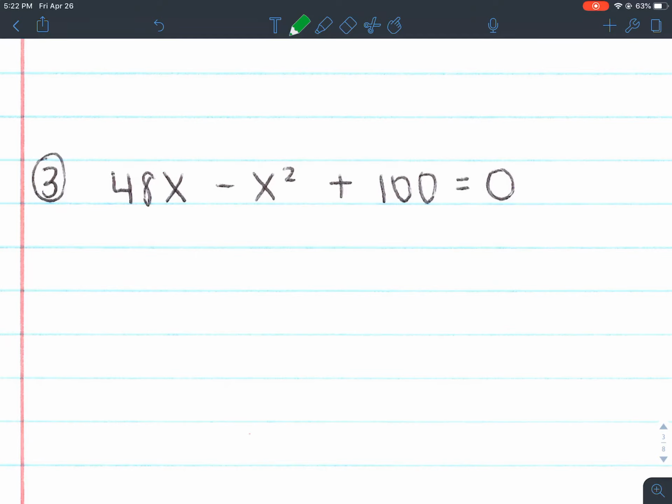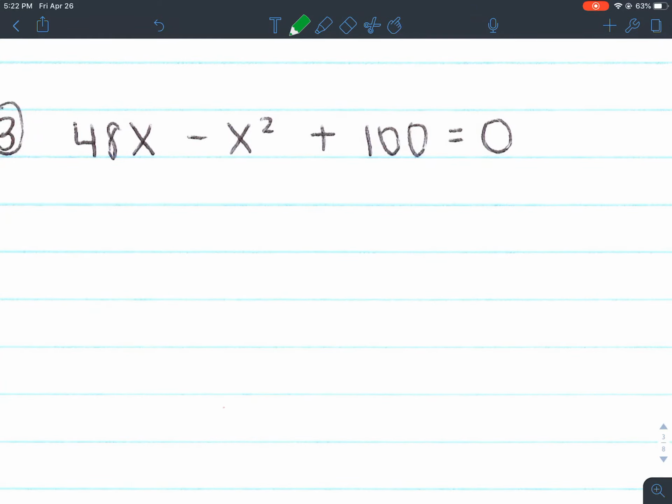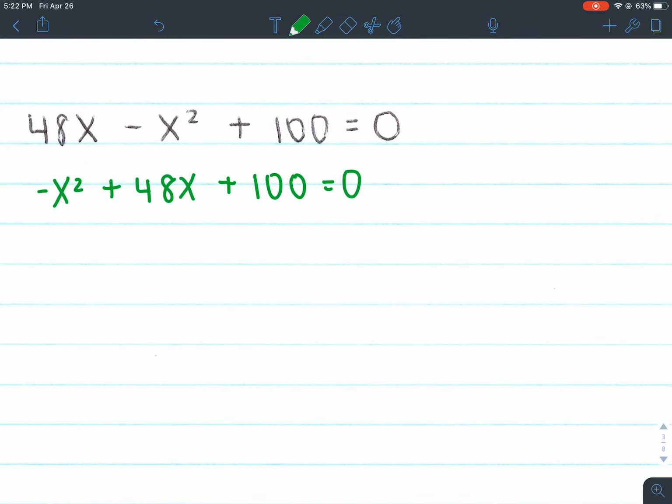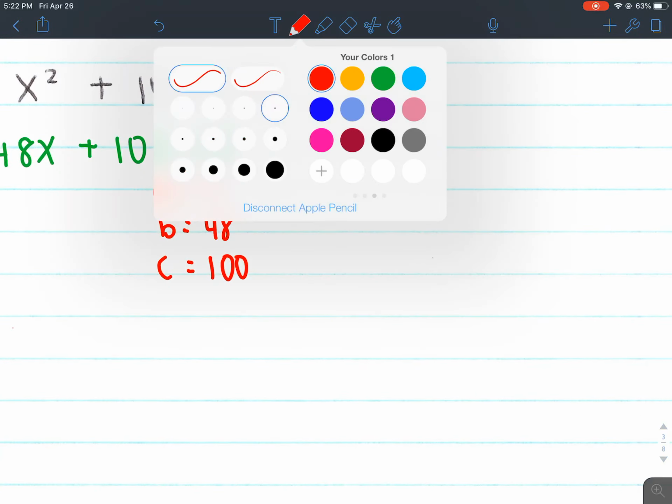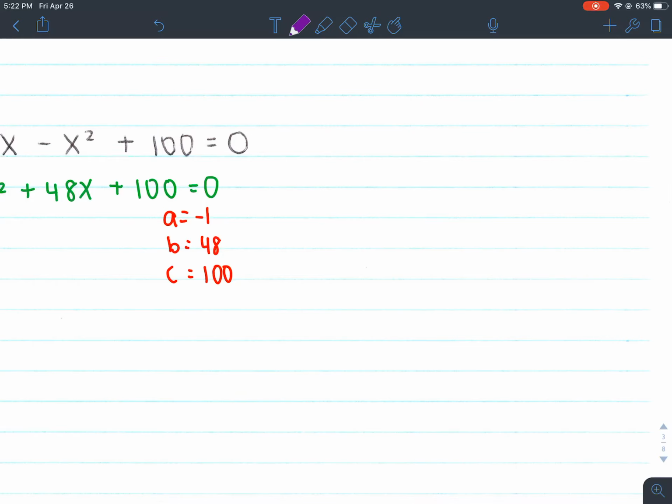All right, number 3. Okay, so this one's kind of tricky because it didn't give it to you in standard form. So you don't want it to trick you and make you think that the 48 is the a value, right? So I'm going to go ahead and rewrite this in standard form. Okay, so my a value here is negative 1, b is 48, and c is 100. All right, so I got some big numbers here. I will go ahead and write down the quadratic formula again.